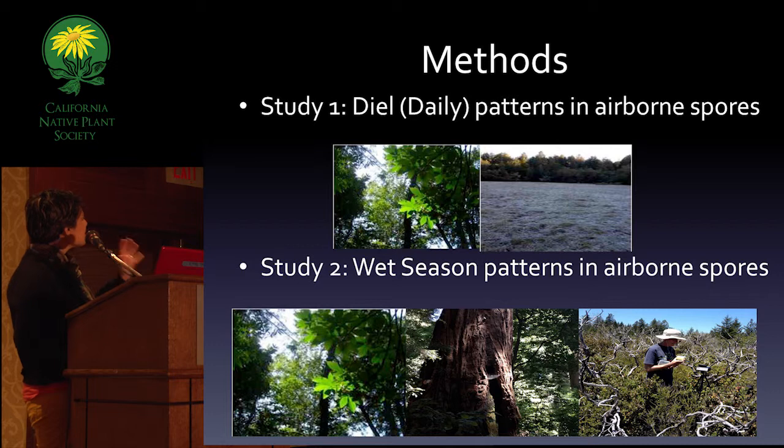So, I have two studies I'm going to talk about, and they're on two different temporal scales, right? One is a diel spore study, which basically means daily patterns, diurnal and nocturnal put together, so 24-hour patterns in airborne spores. And the second study looks at wet season patterns in airborne spores. Okay, so the wet season in California is basically in our winter time, and for our purposes today, it's going to be basically from January to March.